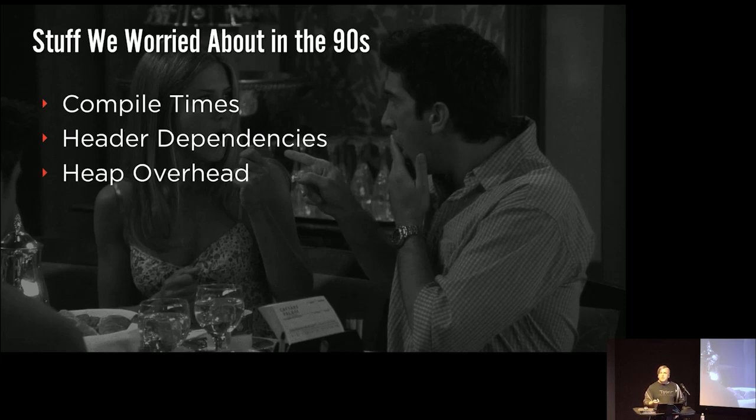Heap overhead. Every time you use the new operator or you call malloc, there's 32 bits of extra overhead just to keep track of that allocation. And that was huge for us. Heap fragmentation was actually a big deal. We could get into states where we had enough memory, but the free blocks were all individually too small to allocate the block that we wanted.